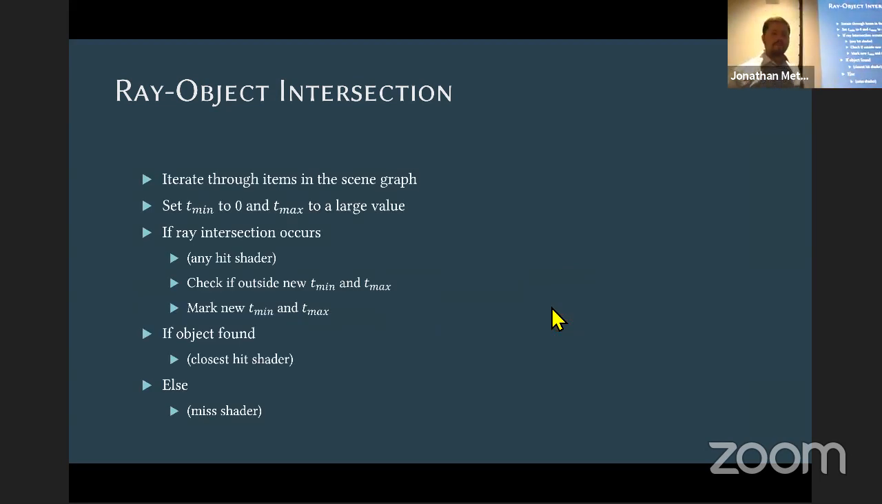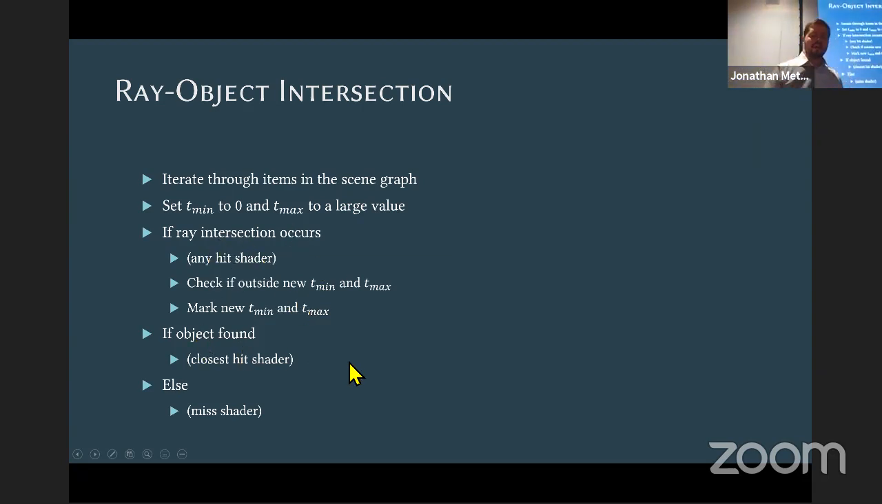So the way this algorithm works is we're going to go through all the different items in the scene graph, and we'll set our Tmin to 0 and our Tmax to some large value, like 1,000,000 or something. And if a ray intersection occurs, then we'll call our any hit shader. And we'll check to see if it's outside our existing Tmin and Tmax values, and we'll mark the new ones. So we'll keep going until we're all done with objects.